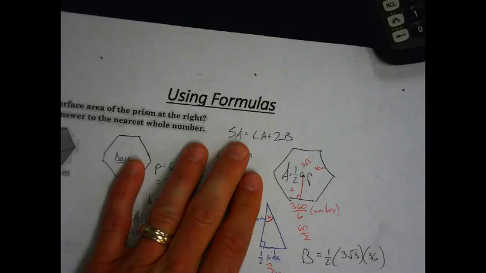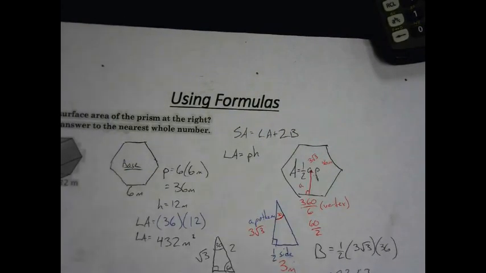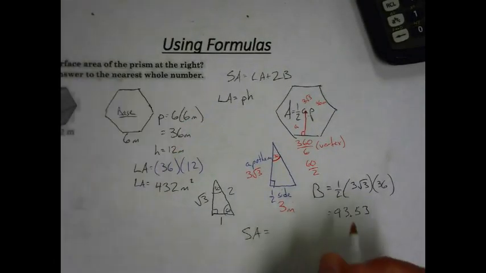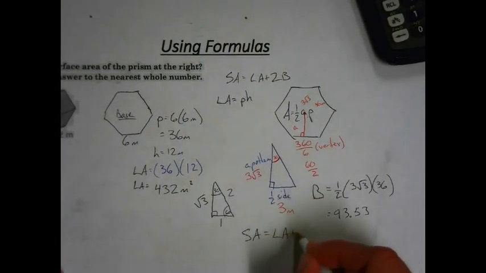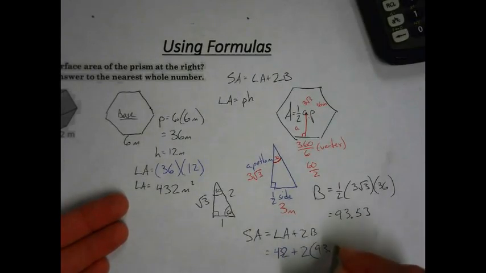Now why is that important? Because we're finding surface area, which is the lateral area plus 2 times the area of the base. So our surface area is equal to the lateral area plus 2 times the area of the base. So the lateral area, remember, was 432 square units, plus 2 times the area of the base that we just found.